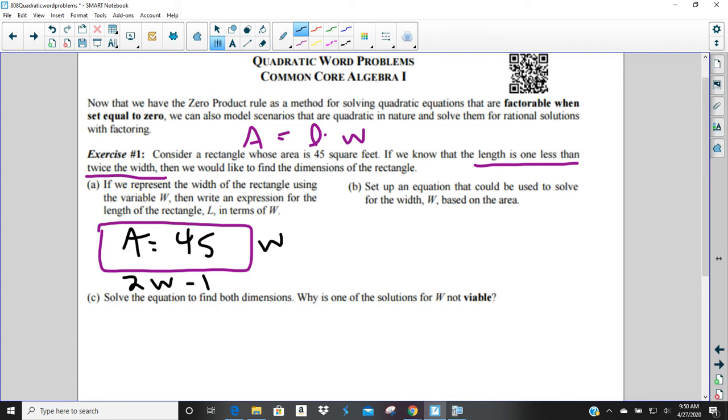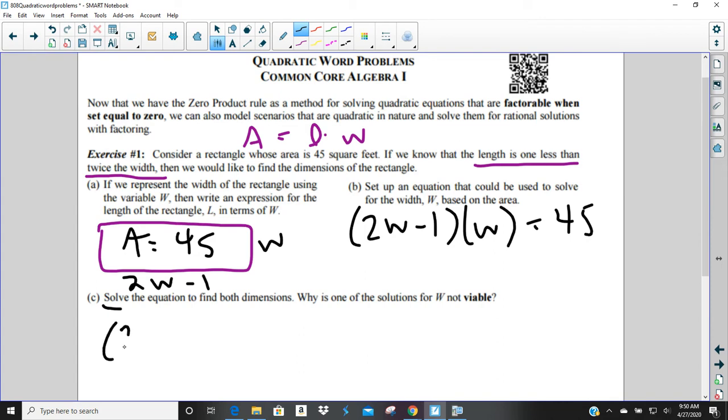Now they want us to set up an equation. So we're going to do length times width. So I'm going to do 2w minus 1 times w, and that equals 45 for my area. Good. So now it says we're going to find the dimensions. It also asks why the solution for w is not viable. So let's first solve it. Let's put this down here again: 2w minus 1 times w equals 45.